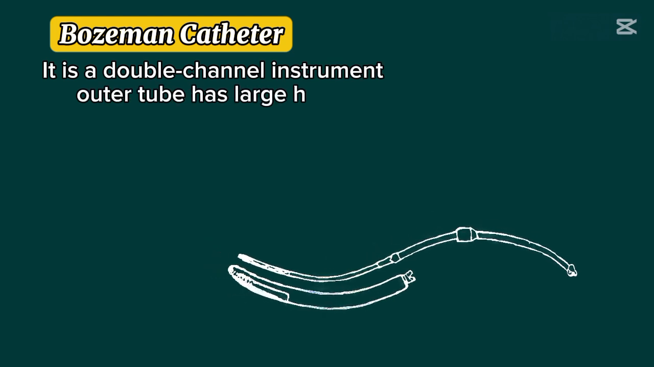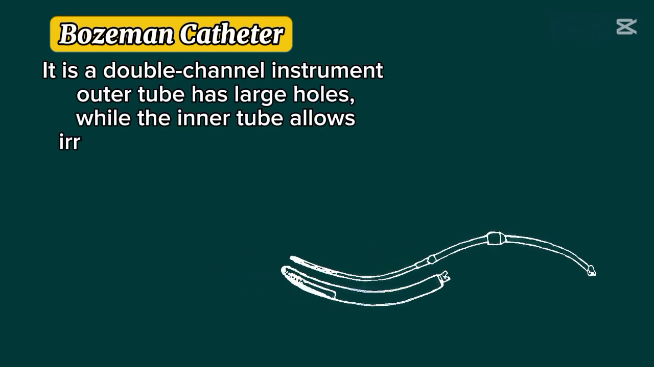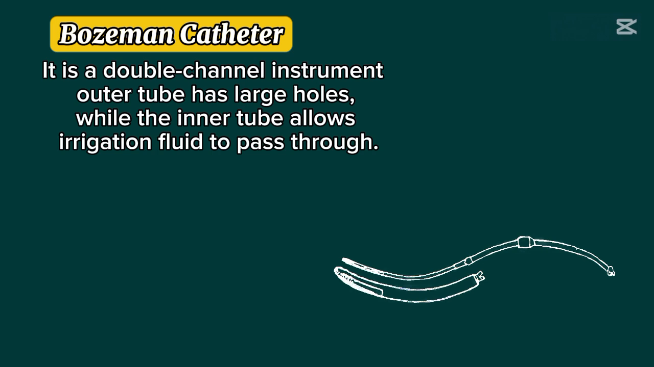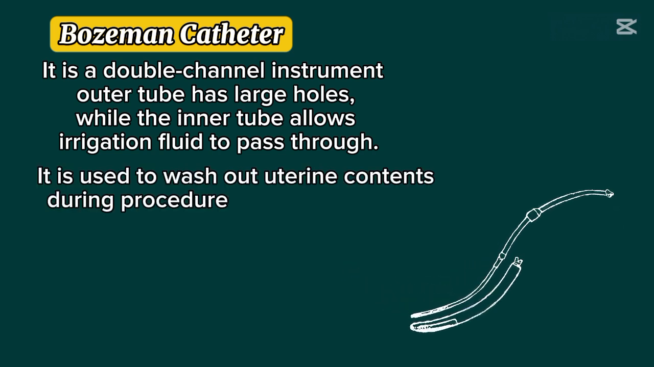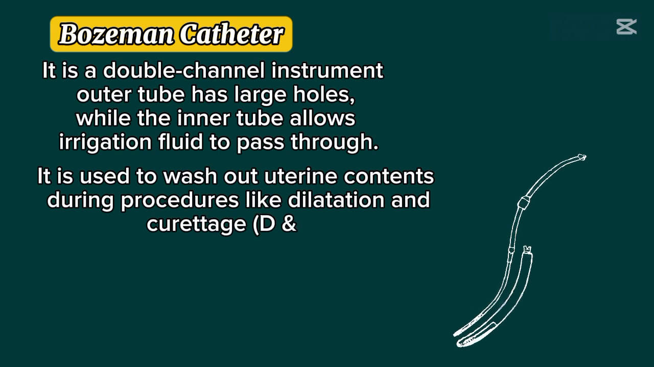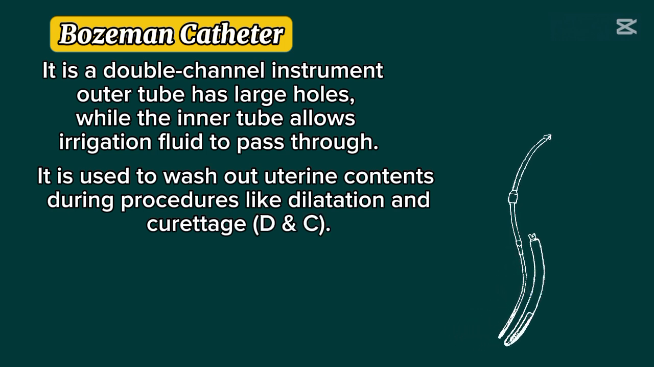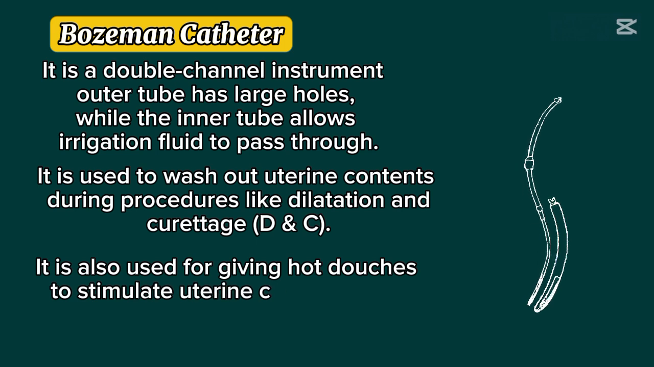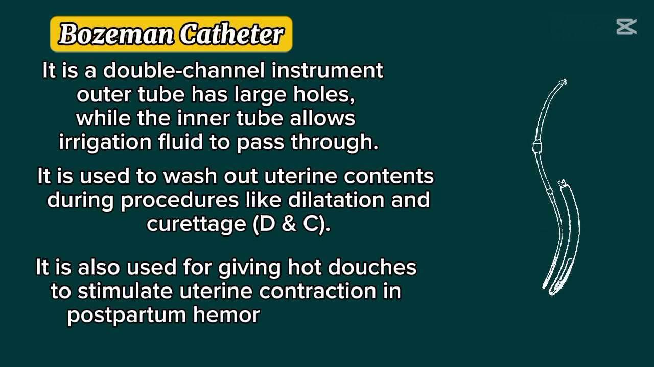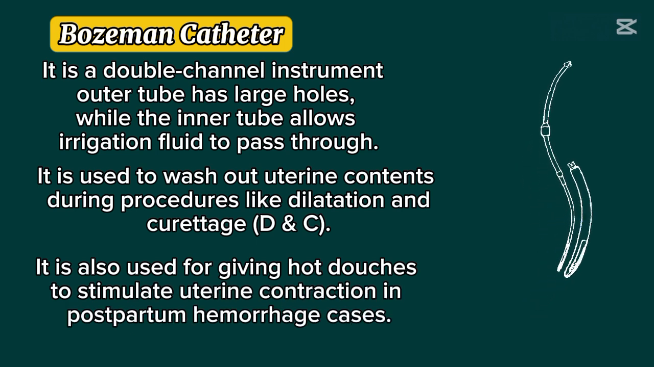Bozeman Catheter. This is a double channel instrument. The outer tube has large holes while the inner tube allows irrigation fluid to pass through. It is used to wash out uterine contents during procedures like dilation and curettage. It is also used for giving hot douches to stimulate uterine contraction in postpartum hemorrhage cases.